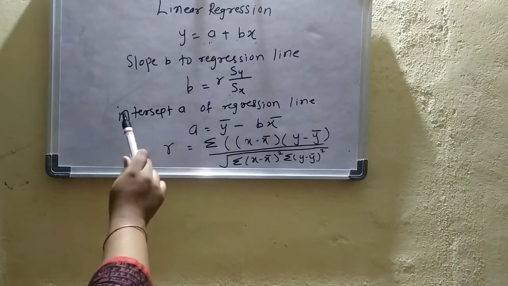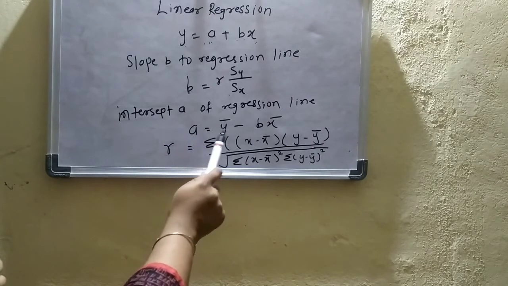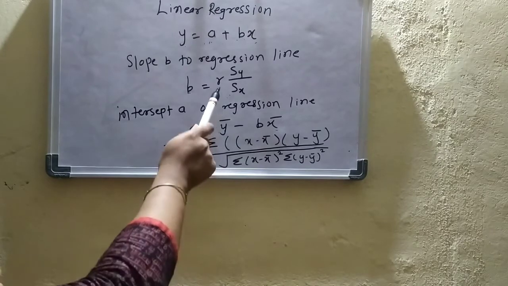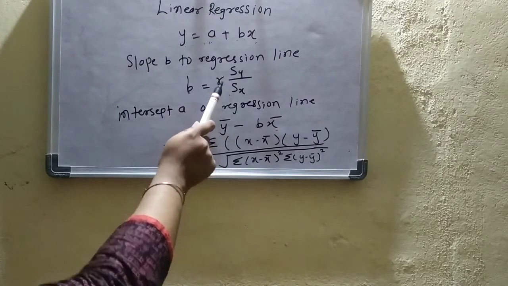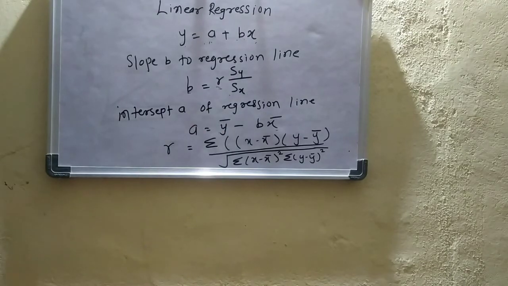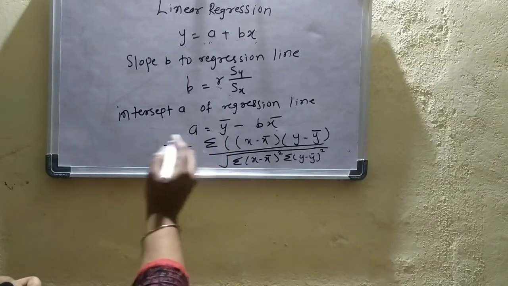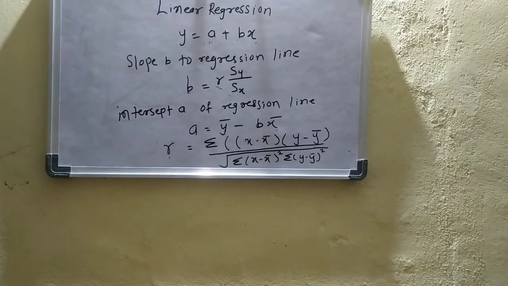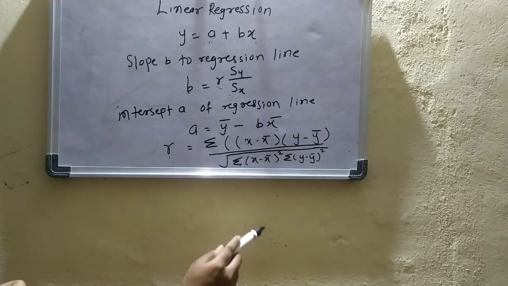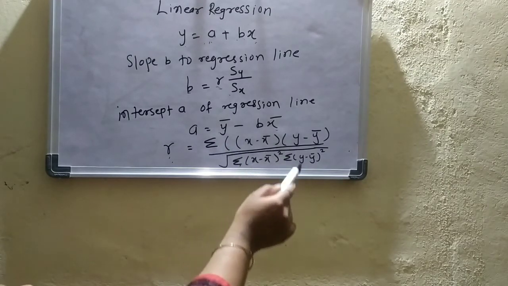Next is the intercept of the regression line, or a, that is a is equal to y bar minus b x bar. Here y bar and x bar are the mean values and r is the correlation coefficient. The formula for correlation coefficient r is summation of (x minus x bar) into (y minus y bar) divided by square root of summation of (x minus x bar) whole square into summation of (y minus y bar) whole square.